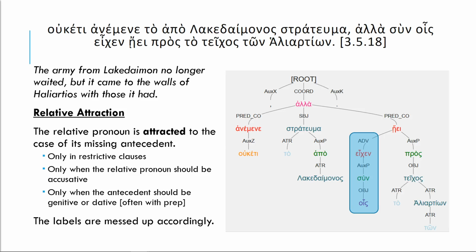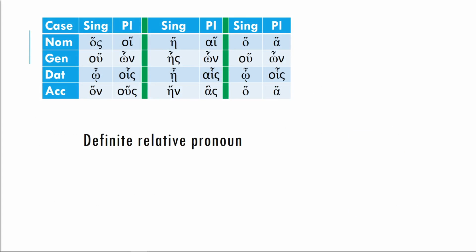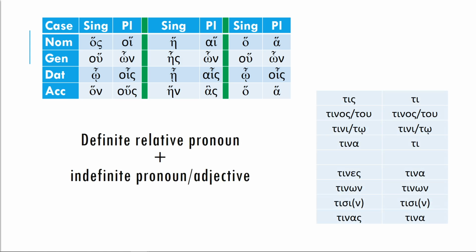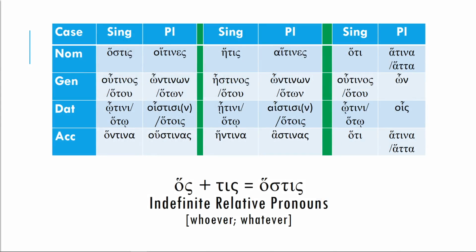Now, that's the definite relatives. Who, which, whom. What if you want to say whoever? Well, it's pretty simple. You just take the definite relative and you add the indefinite pronoun, which, as you'll remember, is tis, ti, tinos, anyone, someone, a certain one. Without an accent, it just means anyone. You put these two together and you have yourself whoever or whatever.